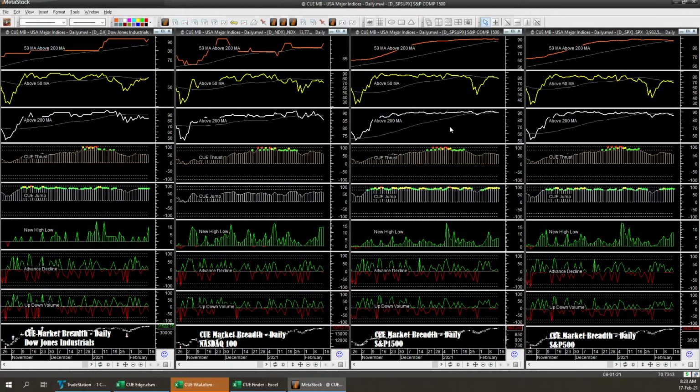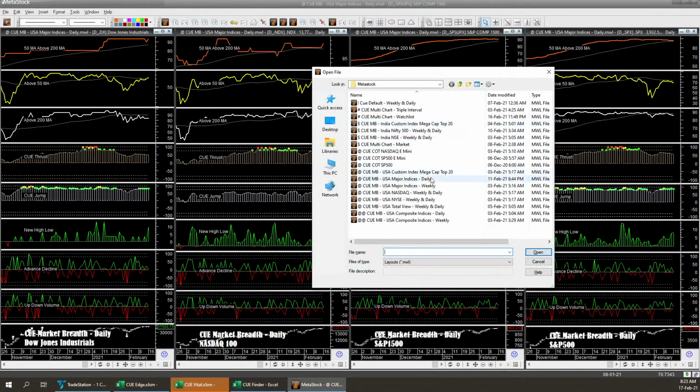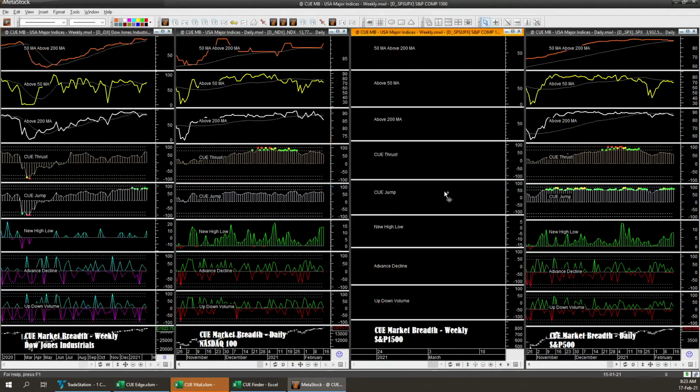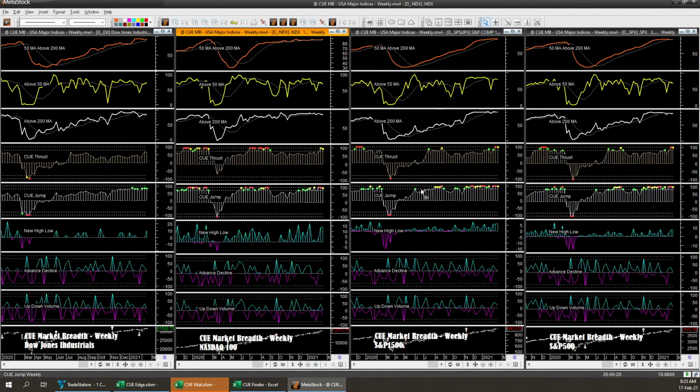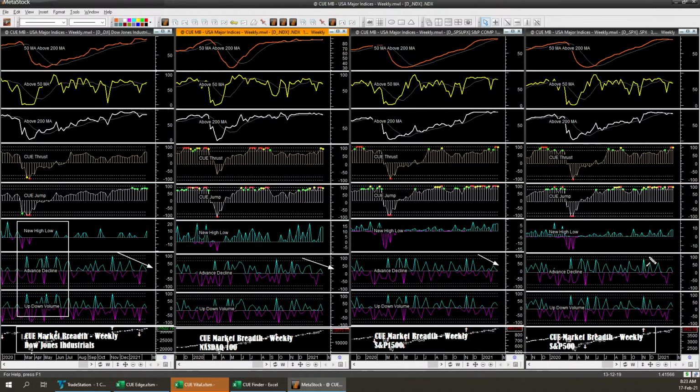Let's look at the internals now from new high-low, advanced decline, up-down volume perspective. For that, I am going to use the weekly interval. New high-low, advanced decline, up-down volume for the same four major indices: Dow Jones, Nasdaq 100, S&P 1500, S&P 500. Advanced decline is continuing to show weakness. The peaks are becoming lower, troughs are becoming deeper.